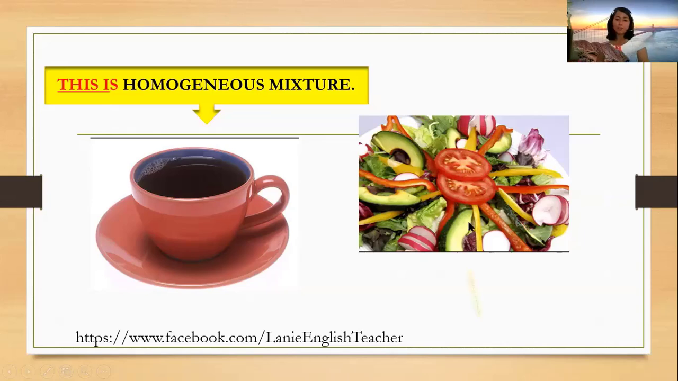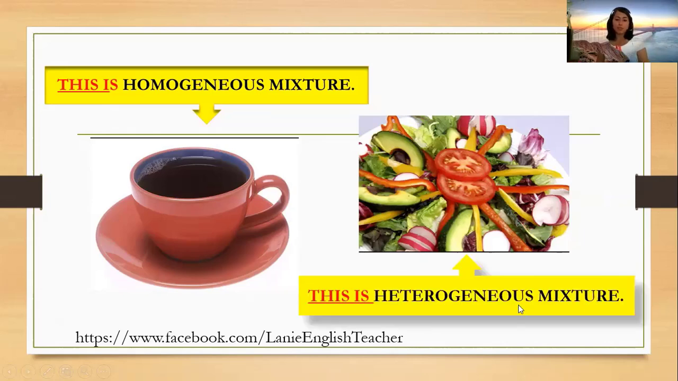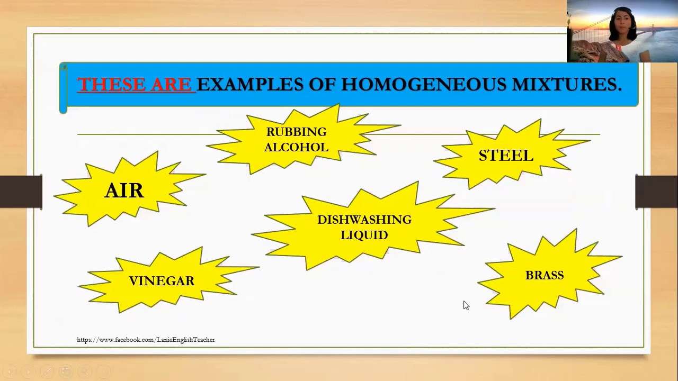Another picture, this one shows a heterogeneous mixture. As you can see, it's very visible. You can see this one, tomato, and you can even pick them up one by one. So it's easy to separate them. So, again, this is heterogeneous mixture.